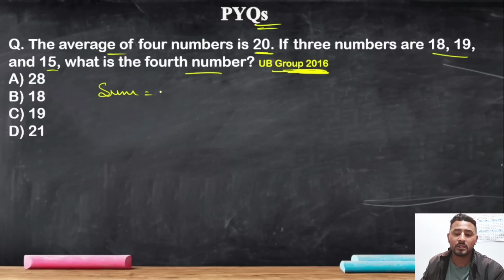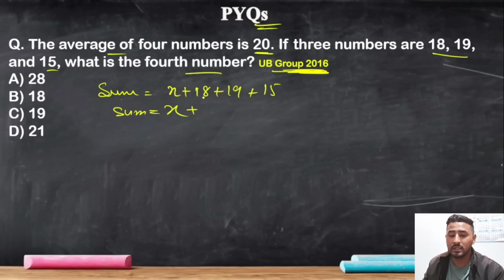Sum is how much? Let the fourth number be x. You do it by yourself, no need to write. So sum will be x plus 18 plus 19 plus 15. If you add this one, 18 plus 19 is 37, plus 15 is 52. So we got the sum now.